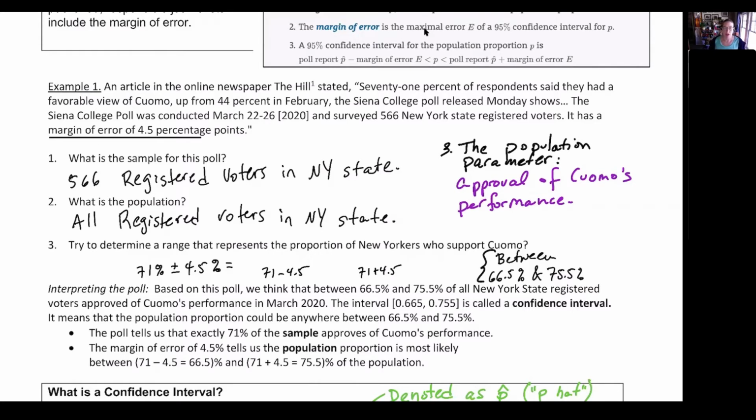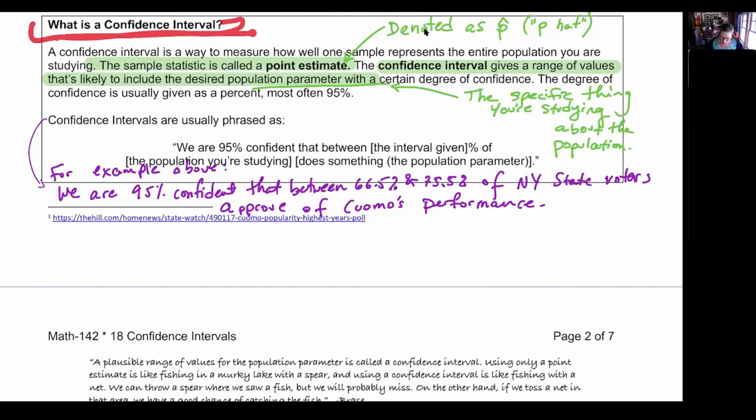I do want to make sure you know that some of the videos you'll be watching will be talking about the margin of error, and it's really easy to figure out the margin of error given the range, but we're not focusing on that, okay? Let's talk about what a confidence interval is. I've just explained this to you, but in more formal terms, it's a way to measure how well one sample represents the entire population.